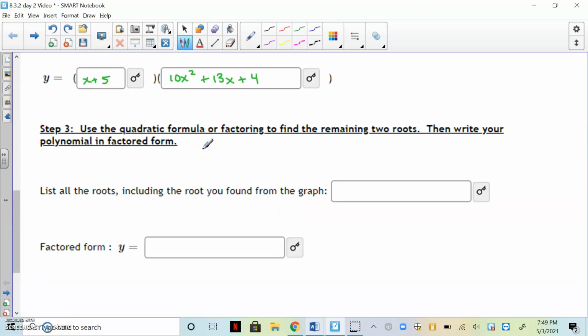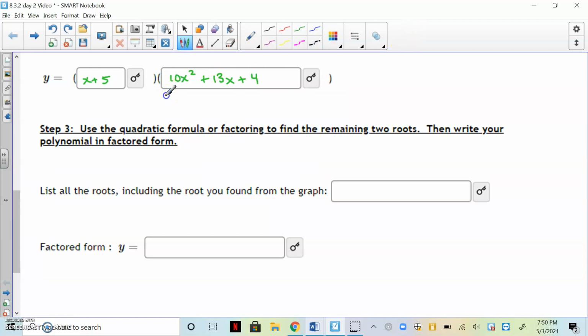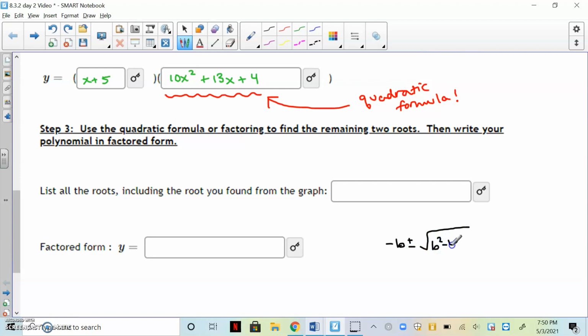So we have to use this polynomial and do quadratic formula on it. Okay, so let's go ahead and set that up. Let's just have a little reminder of what the quadratic formula is. It's opposite of b plus or minus the square root of b squared minus 4 times a times c, all over 2a. It's really ugly too.